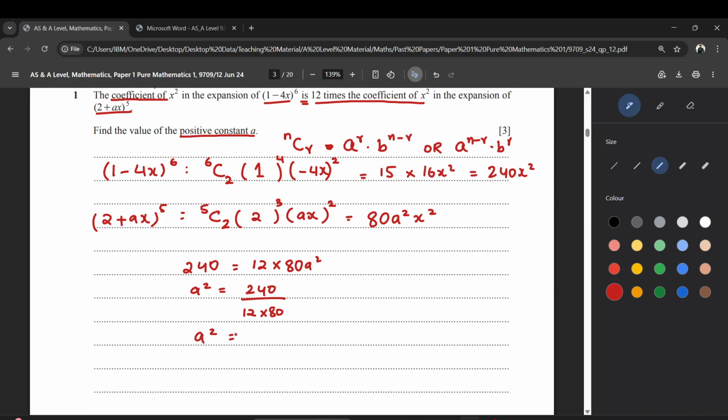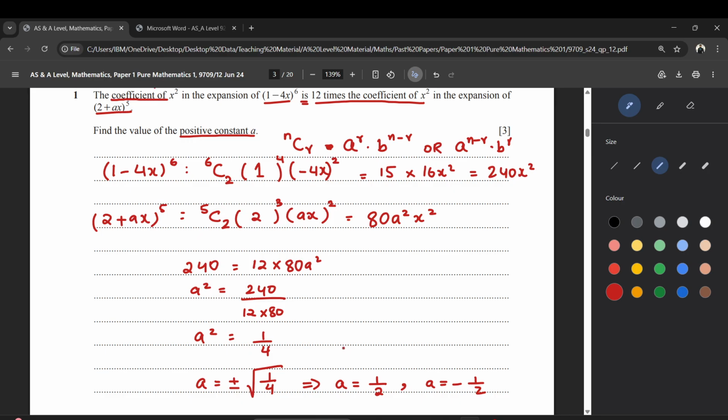So a square will be 240 divided by 12 times 80. That gives us 1 upon 4. Now I'm going to take square root both sides. So remember, when you take square root, you get two values, right? So therefore, a could be positive 1 upon 2 or a could be negative 1 upon 2.